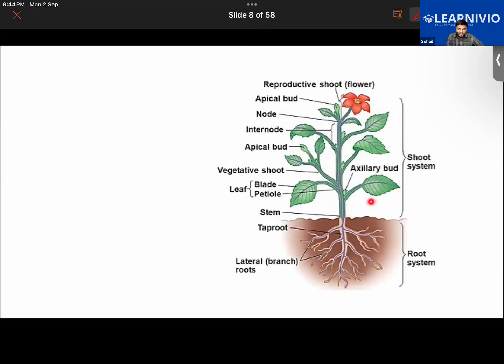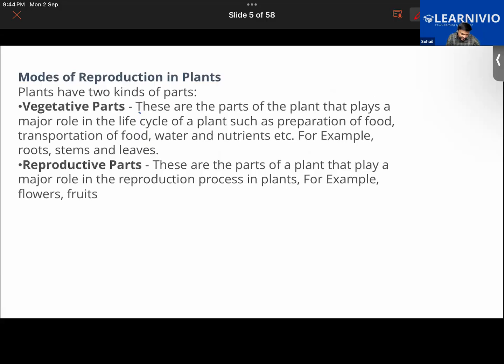Before that, in the previous class, we learned that a plant has namely two parts. The one directly participating in reproduction is the flower. Once pollination is done and the flower is fertilized, it will further convert into a fruit and seeds will be formed. So that is called the reproductive part of the plant. These are the parts that play a major role in reproduction in plants, and they allow the plant to do sexual reproduction.